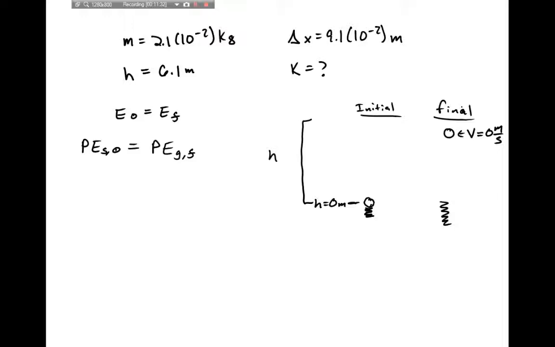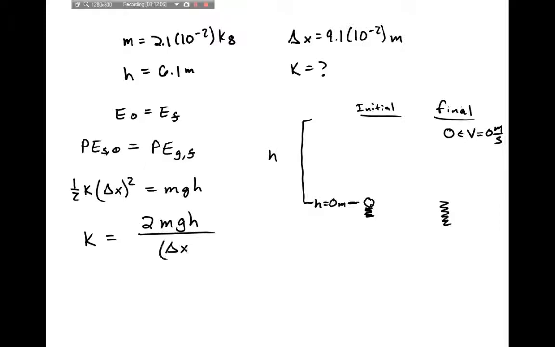So plugging in the formulas for the gravitational potential energy and the spring potential energy, we have 1/2 k delta x squared, where delta x is the distance the spring has been compressed. And once the mass reaches its final height, all of the energy is turned into gravitational potential energy, and this is given by mgh. So, solving for the spring constant, we see the spring constant is going to be equal to 2 mgh divided by delta x squared.